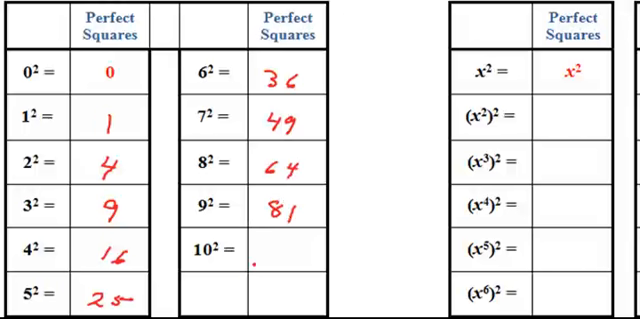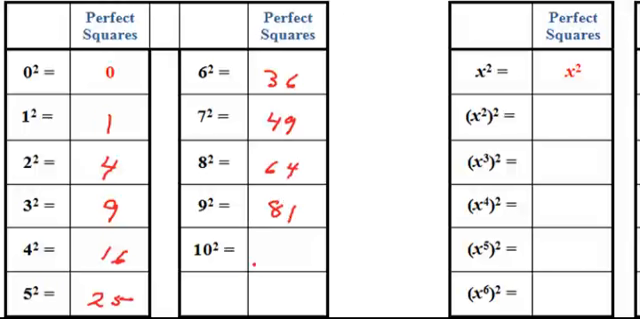Now let's take a look at our variables. X squared, of course, is x squared. But what happens when we square x squared? Well, we multiply those exponents and we get x to the 4th power. What happens when we square x cubed? Well, we multiply the exponents and we get x to the 6th power. X to the 4th squared, well, again, multiply the exponents and we get x to the 8th power.